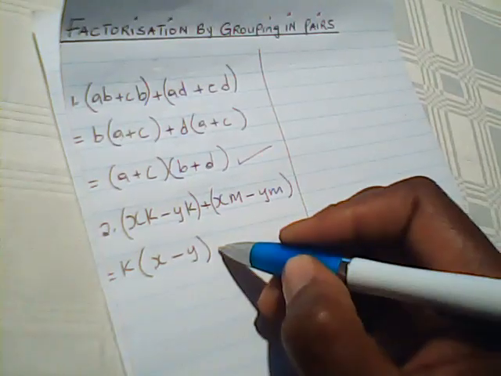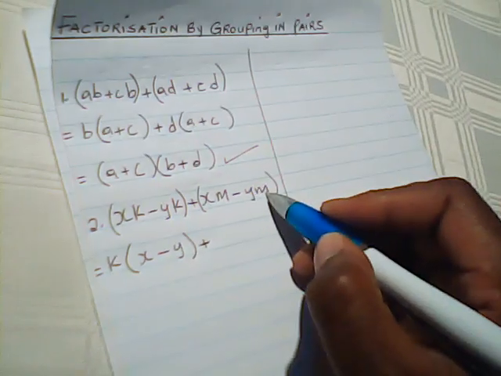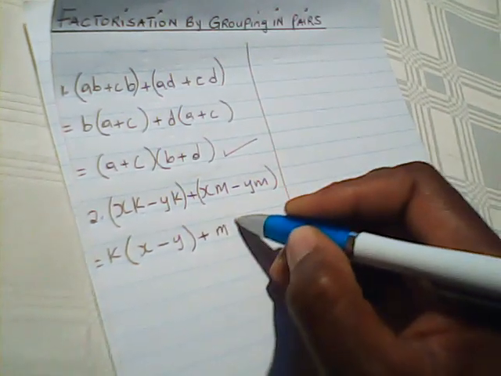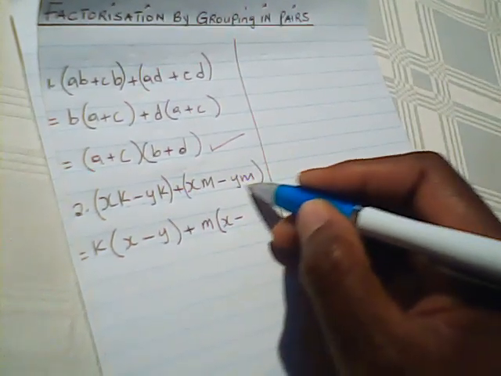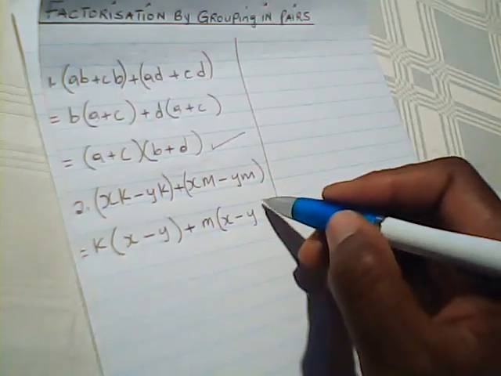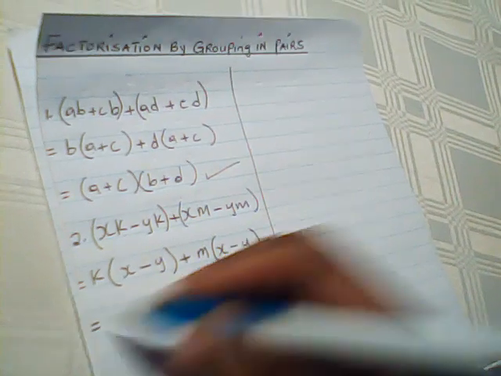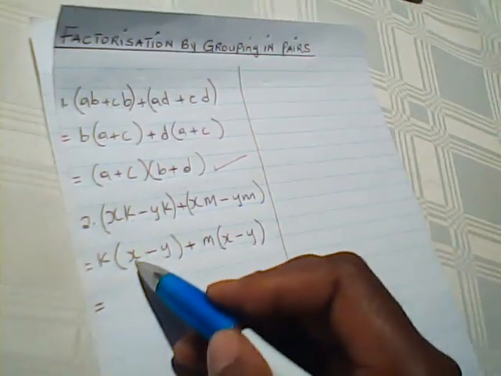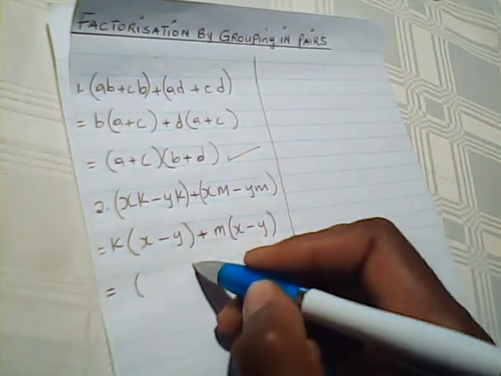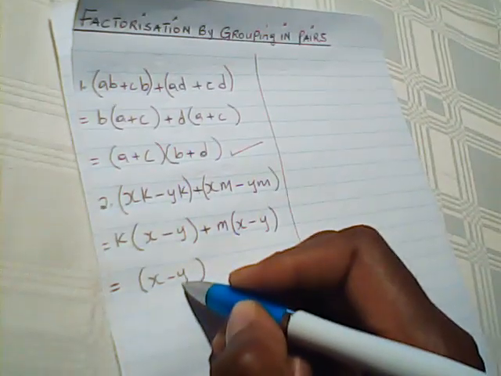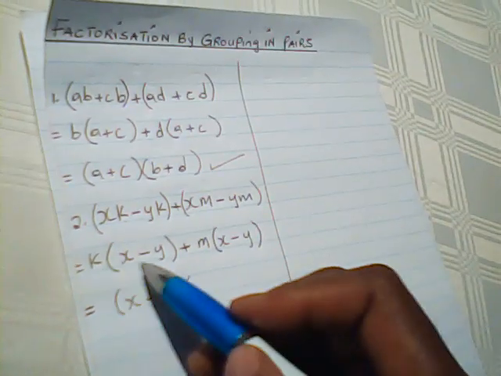Then you close. Plus. What is common here? xm minus ym. m is common. You are left here with x, and we are left here with y. Then you close. Then you say, okay, I've got x minus y, x minus y. Then we are going to take one x minus y, open up brackets, and say, now we're going to divide.